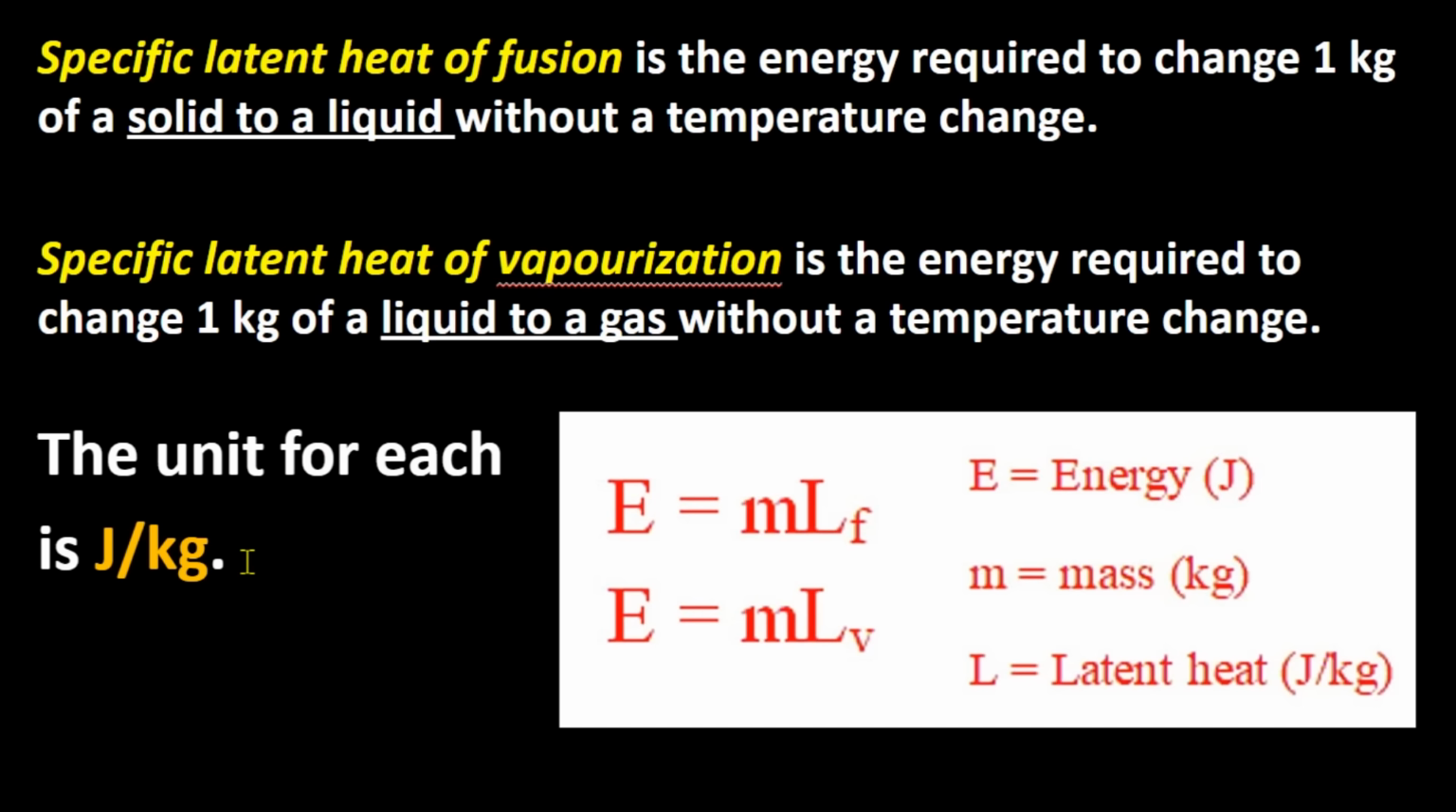There is no degree Celsius or Kelvin here because there is no temperature change whenever latent heat is being absorbed or emitted. The formula for each one is going to be E is equal to ml, but you're going to put a little f for fusion and a v for vaporization.